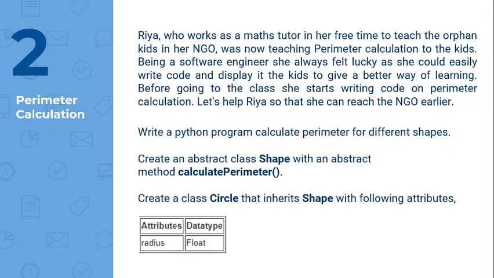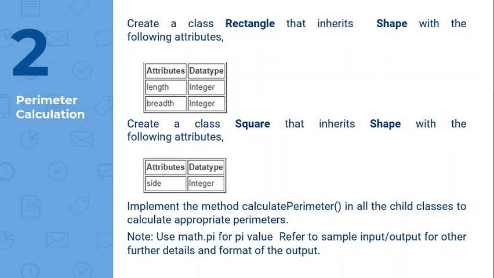Then we have to create 3 classes. One is circle, which inherits shape. It has a single attribute radius. And similarly you have a class called rectangle, which has 2 attributes length and breadth, which also extends the shape class. Then you have the class square, which inherits shape with the following attribute side. And for all the 3 classes we have to override the calculate perimeter method, and we have to use math.pi value for the perimeter calculation for a circle.